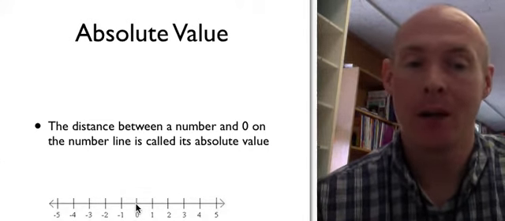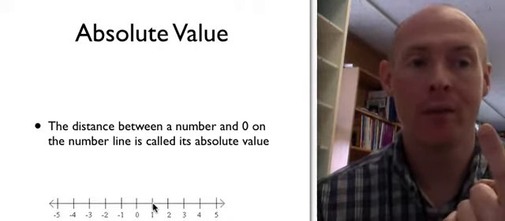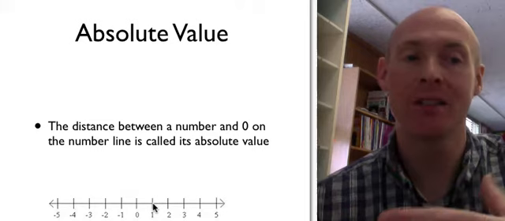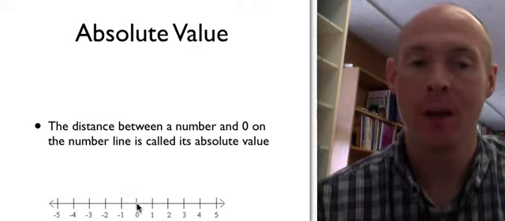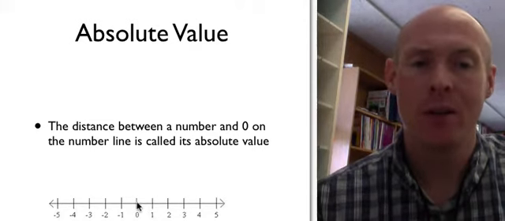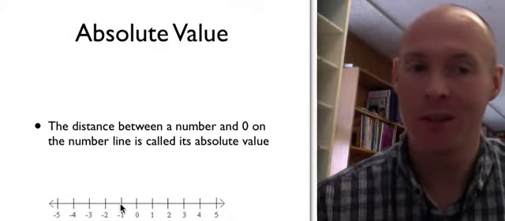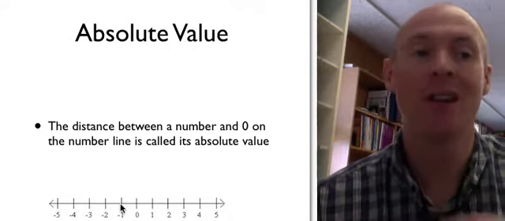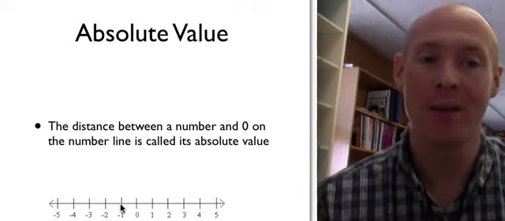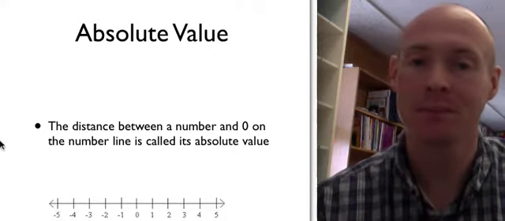Here's zero on my number line. The absolute value of 1 is 1. Why? Because it's one space away from zero. But what about the absolute value of a negative 1? How many spaces away from zero is it? It's one space. So the absolute value of negative 1 is 1.